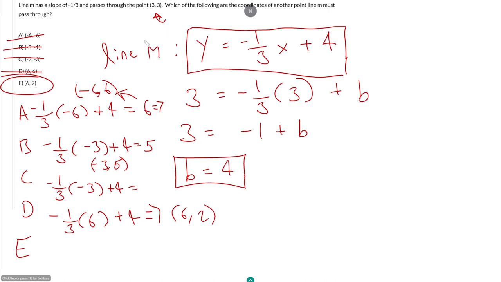That's a fairly straightforward example of how they like to test y equals mx plus b. Notice it's very rare that they just give you both the slope and the y-intercept and then just ask you to plug and chug. Usually they ask you to do one step further.